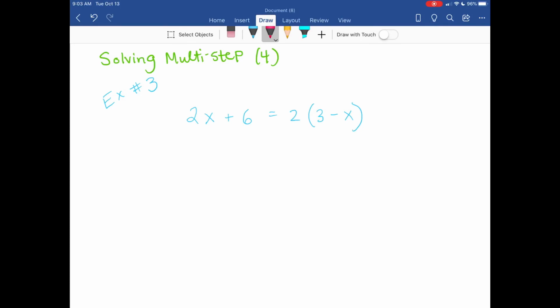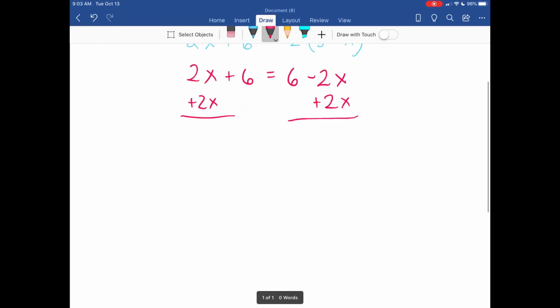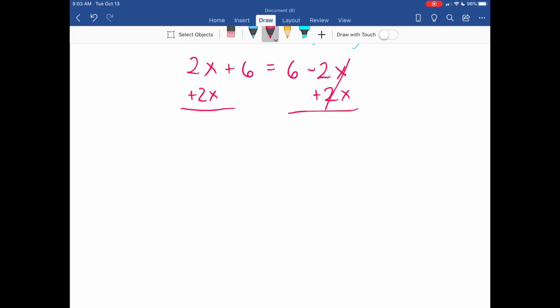So here's our last example. I just don't want you losing sight of the fact that nestled within these, you're still going to get solutions that are business as usual. So in this problem, we would still distribute, and that gives us 2 times, that's 6 minus 2x. If I were to combine those like terms, I'm going to move that 2x over, so that goes away. We're using our additive inverse. That's 4x plus 6 equals 6.